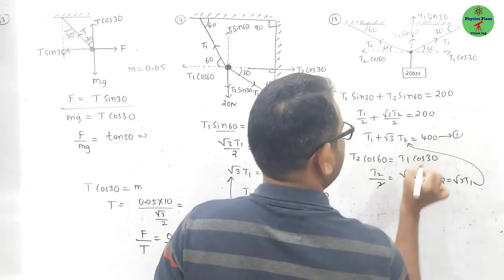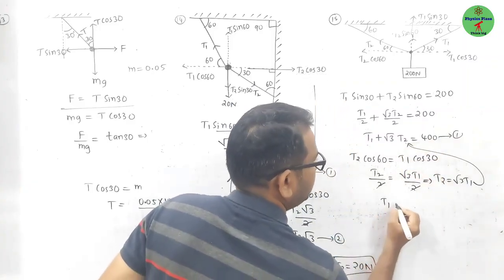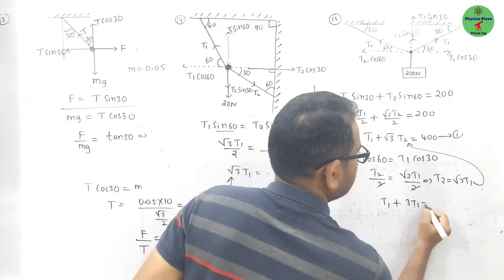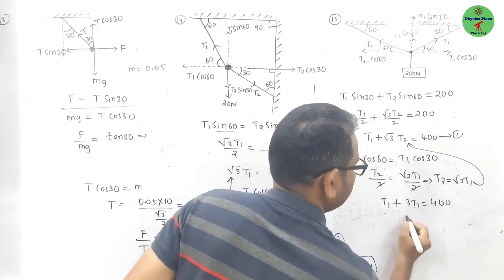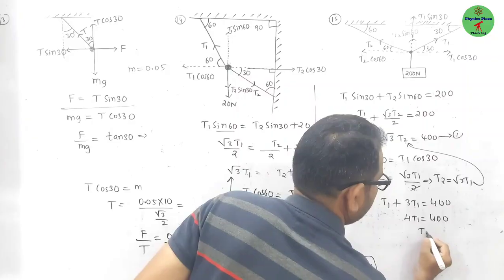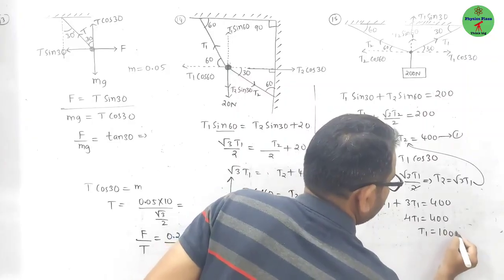This value you can substitute here. Then you will get T1 plus root 3 into root 3 T1, so 3 T1 is equal to 400. This is 4 T1 is equal to 400. So T1 is equal to 100 Newton.